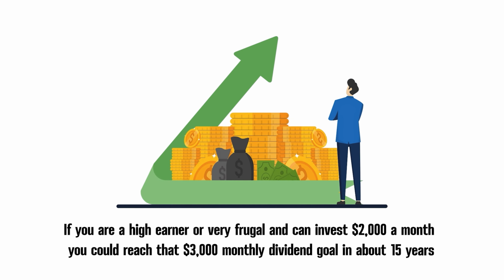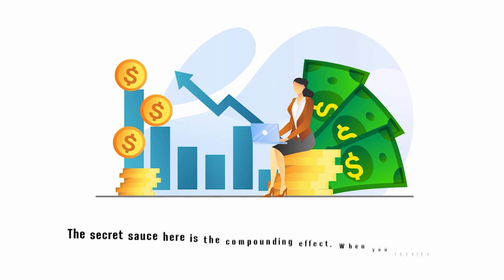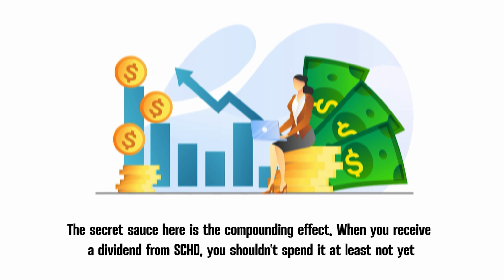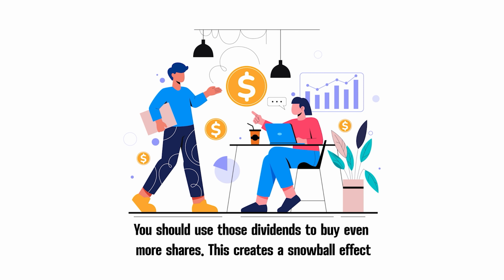If you are a high earner or very frugal and can invest $2,000 a month, you could reach that $3,000 monthly dividend goal in about 15 years. The secret sauce here is the compounding effect. When you receive a dividend from SCHD, you shouldn't spend it, at least not yet. You should use those dividends to buy even more shares. This creates a snowball effect.